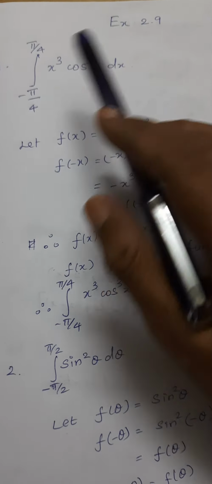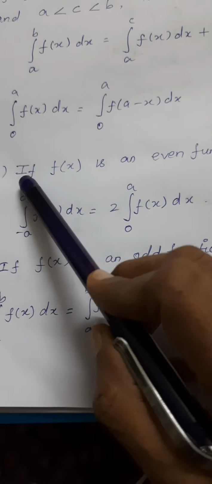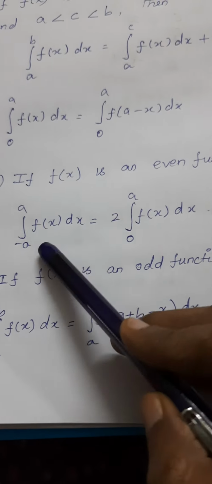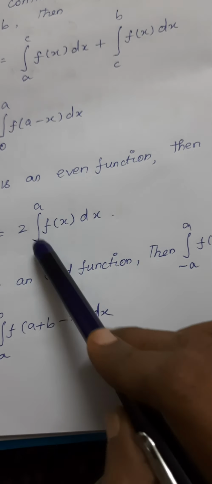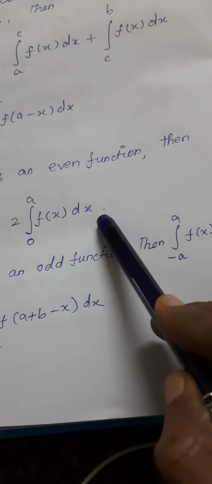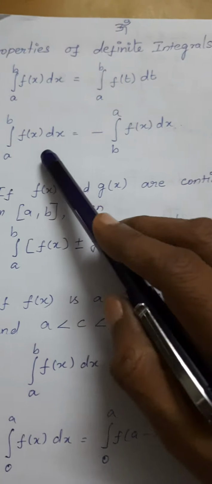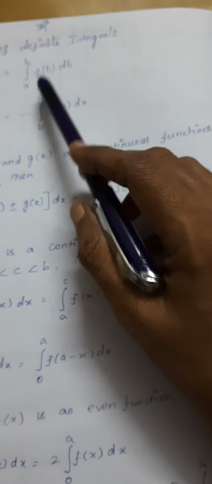This is the problem. So this is in the form of this property. See, integral minus a to a, both the limits are same, but the sign only differs. Integral minus a to a f of x dx is equal to 2 into integral 0 to a f of x dx. For this, we should prove f of x a to b f of x dx should be equal to minus integral a to b f of x dx.